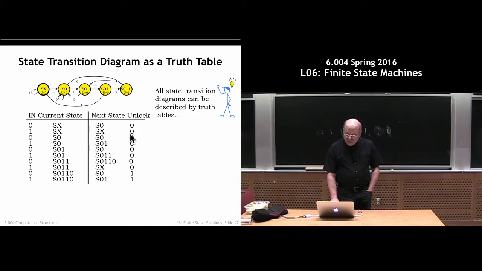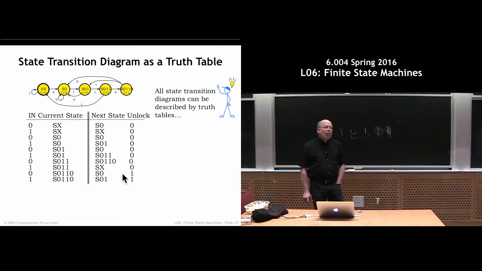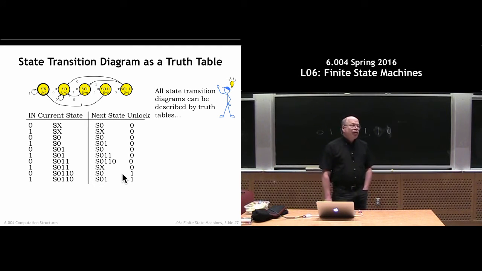Right, so these 2 zeros here reflect the fact that the current state is SX and are independent of the input value. Okay, so this is a truth table, and I hope you're beginning to see the handwriting on the wall here. With the truth table, we're able to turn that into combinational logic.